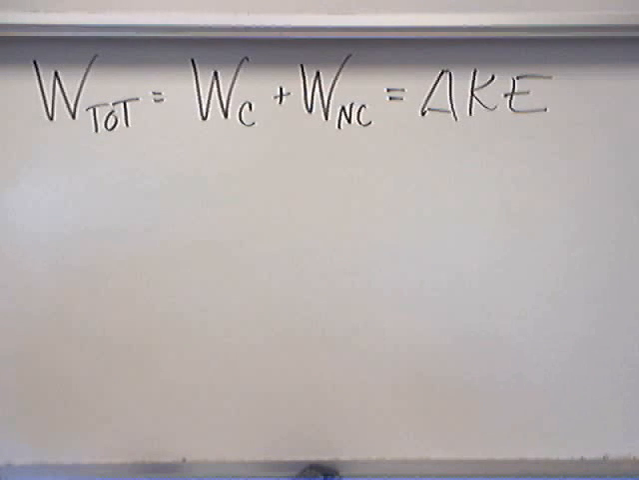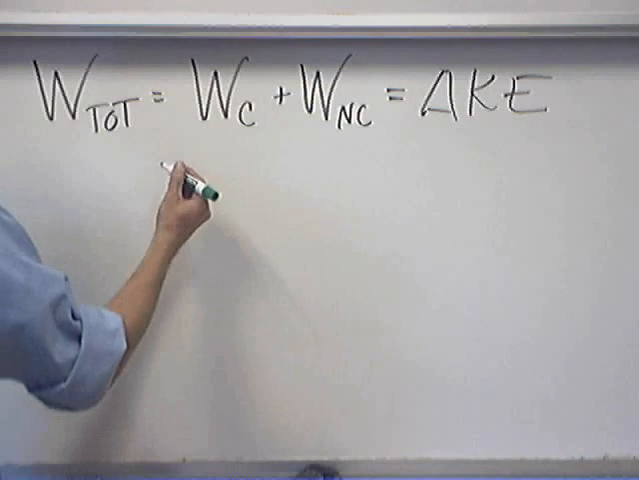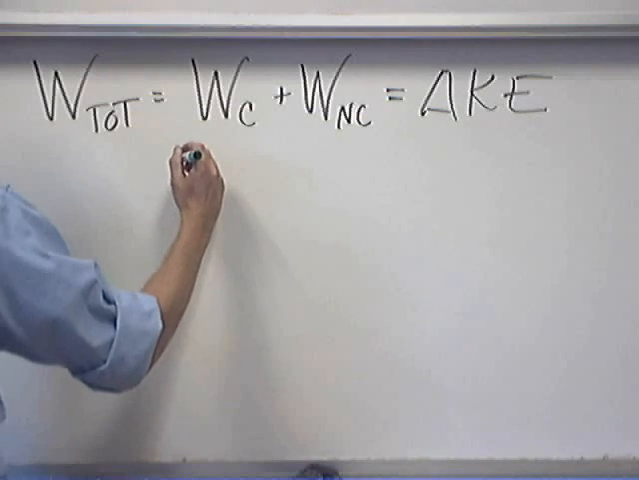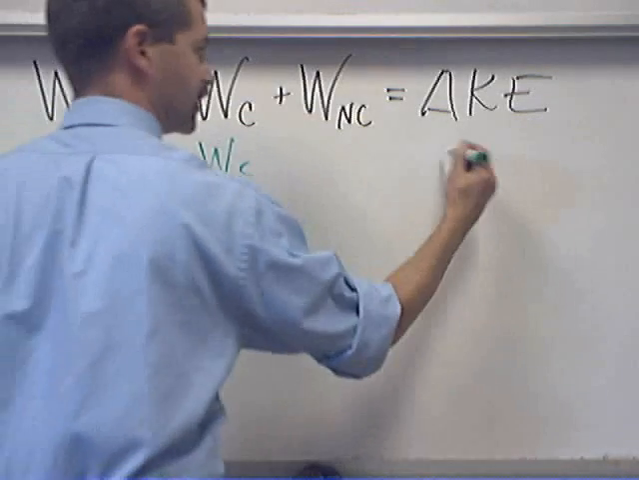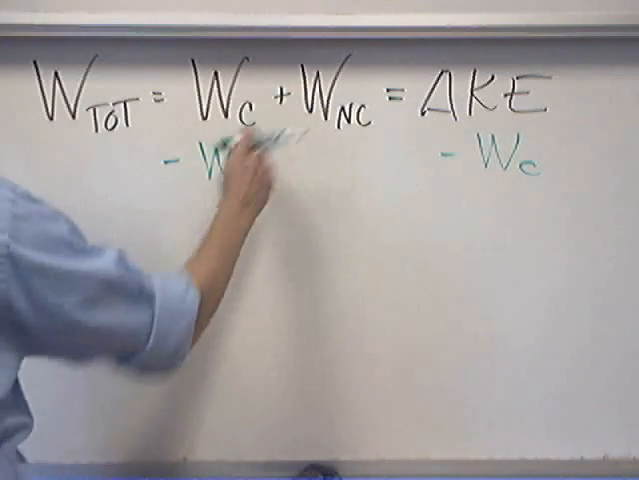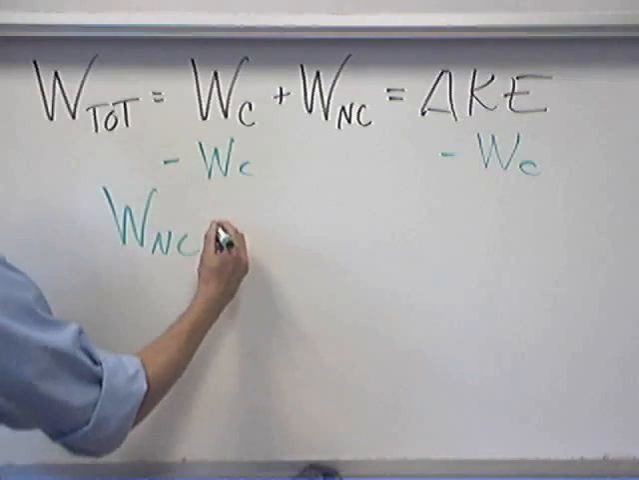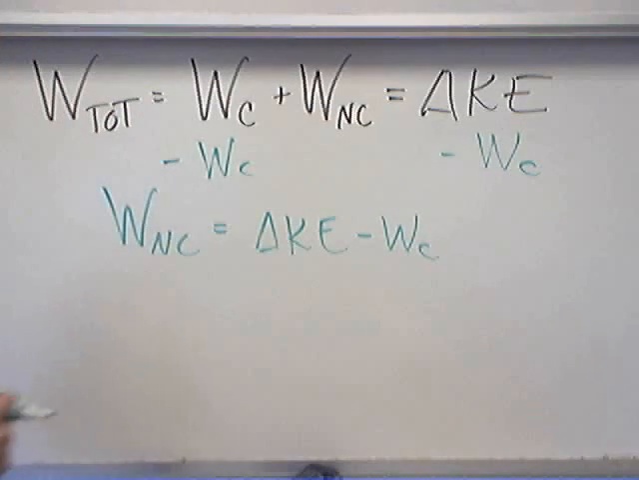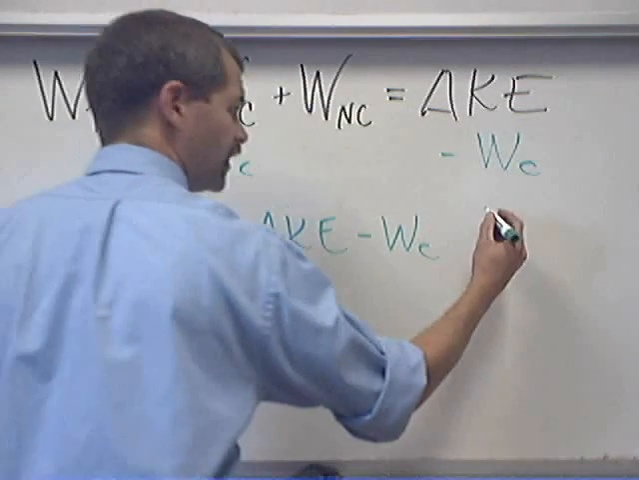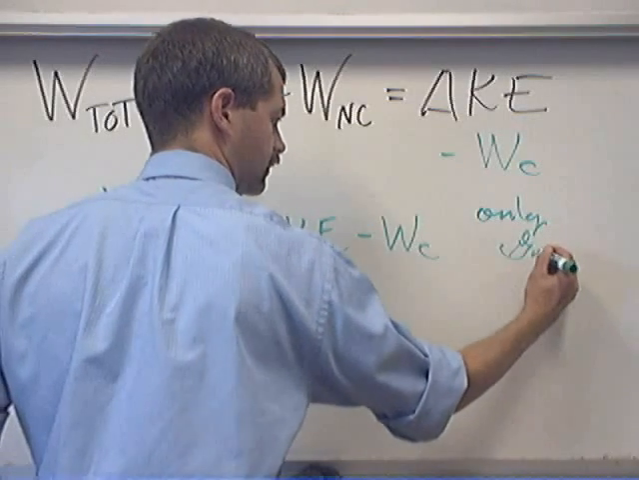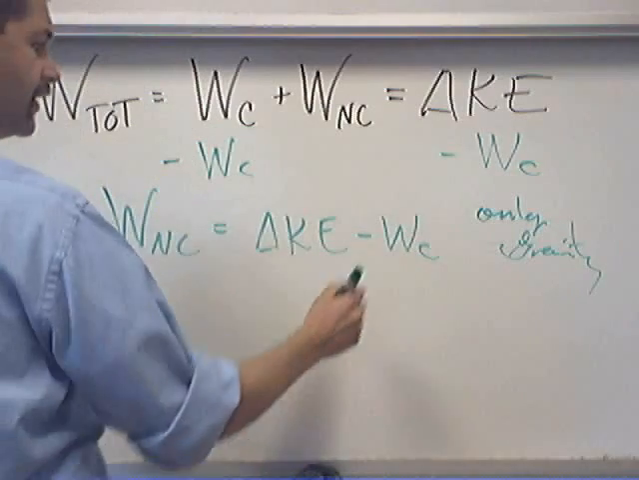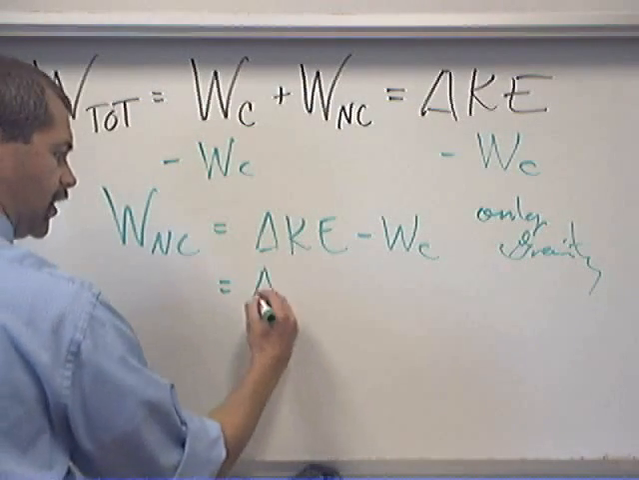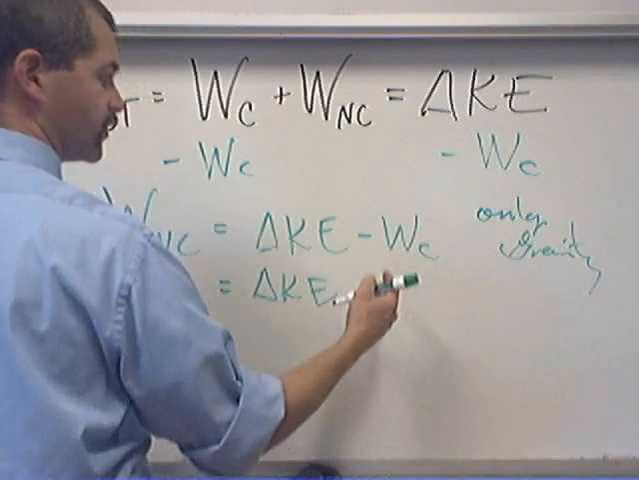But there aren't very many conservative forces out there. Oh, yeah, there is a handful. But if we move this around a little bit, I'm going to subtract the conservative work from this side. So now I end up with the non-conservative work equals the change in kinetic energy of the system minus the work done by the conservative forces. But if I only think about gravity, then this becomes the change in kinetic energy minus the conservative force from earlier.